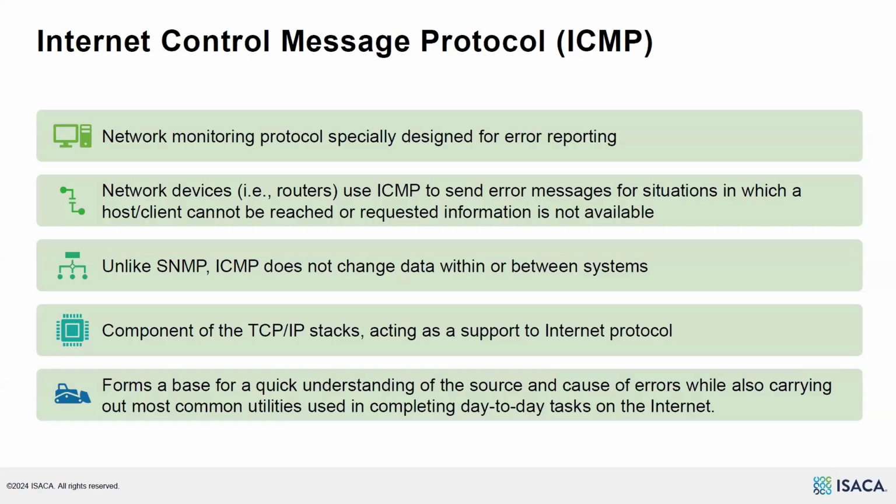All right. So when you use your ping utility, it uses the Internet Control Message Protocol. Basically, it's a monitoring protocol specifically designed for error reporting and troubleshooting, right? Network devices like our routers use ICMP to send error messages for situations in which a host or a system cannot reach the requested information, or it's not available. So you have all that. Then, unlike your Simple Network Management Protocol, your ICMP does not change data within or between systems.